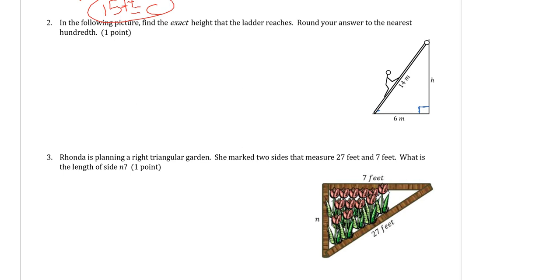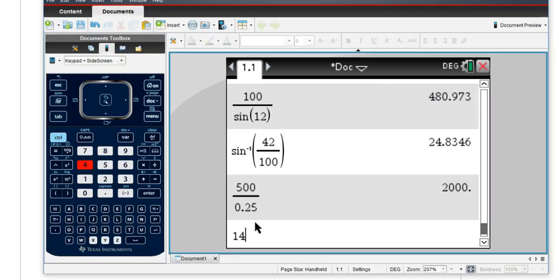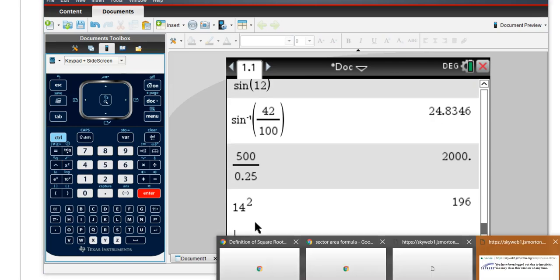So, in the following picture, find the exact height that the ladder reaches. So again, my hypotenuse, my c, is across, and then I have a and b. So here when I'm doing a squared plus b squared equals c squared, I have 6 squared plus h squared equals 14 squared. 6 squared is 36. 14 squared is, I believe, 196. Yes.